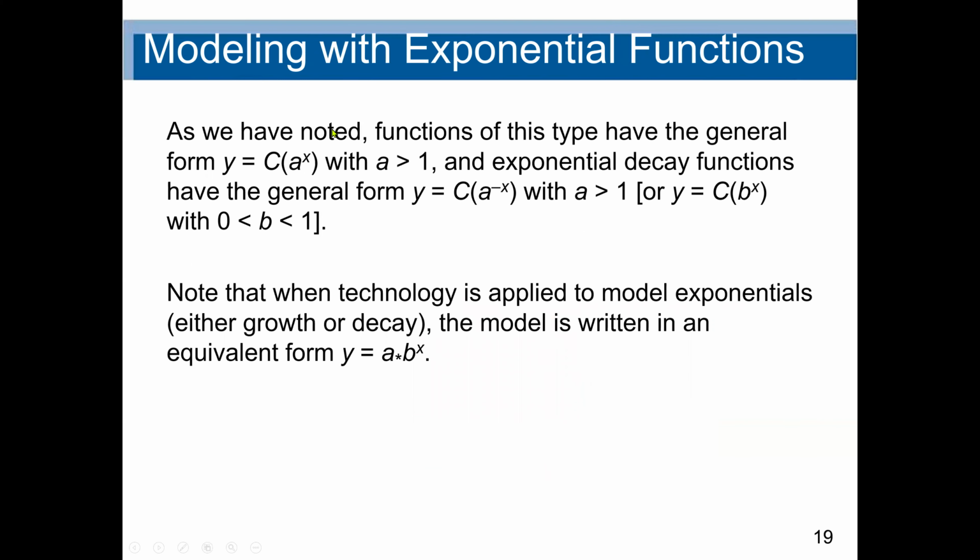So as we have noted, functions of this type have a special general form, which is y equal to c times a to the power x. First, a should be greater than 1. And exponential decay functions have the general form of y equal to c times a to the power negative x, and also a should be greater than 1. Or as we said earlier, it can be y equal to c b to the positive x exponent. But in this case, b has to be a value less than 1, but it should be positive. So b will be a value greater than 0 but less than 1. And that will give us also a decay function.